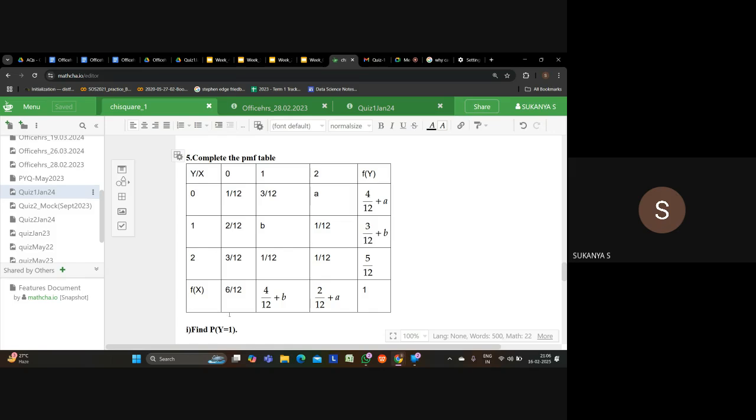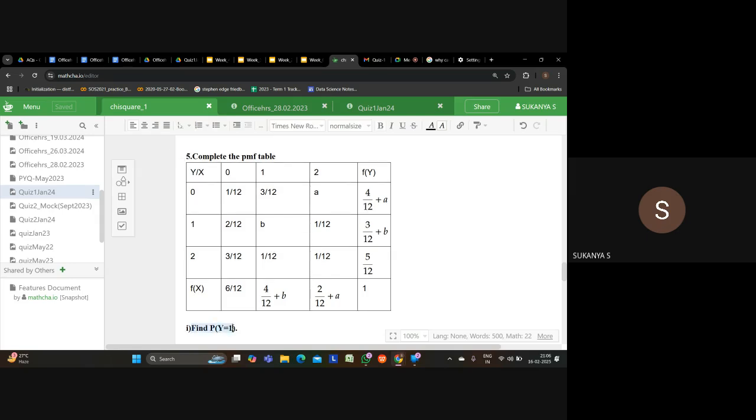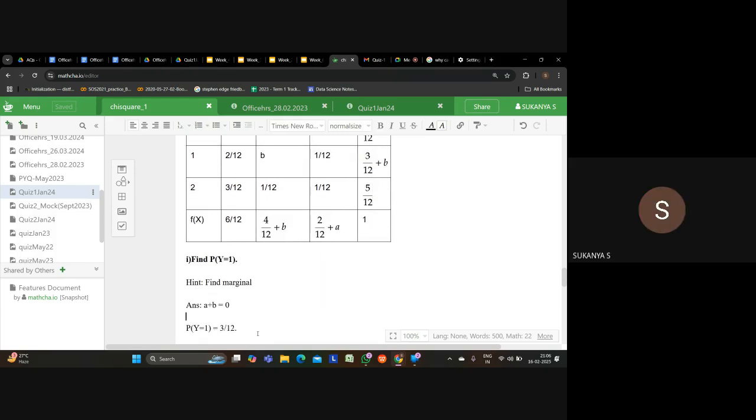Okay. So what is the probability of Y is equal to 1? I guess it is very simple from this table now. That's the first question asked of you. 4 by 12? Is it? Y is equal to 1, right? Yeah, Y is equal to 1. So it's 3 by 12. Yeah, it's 3 by 12.